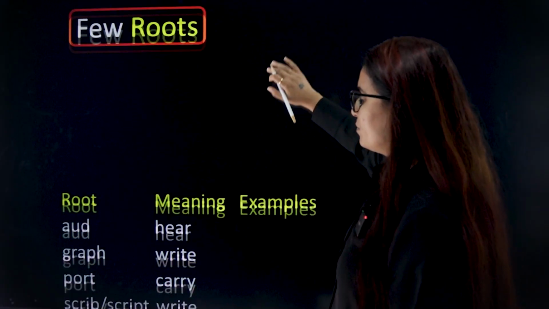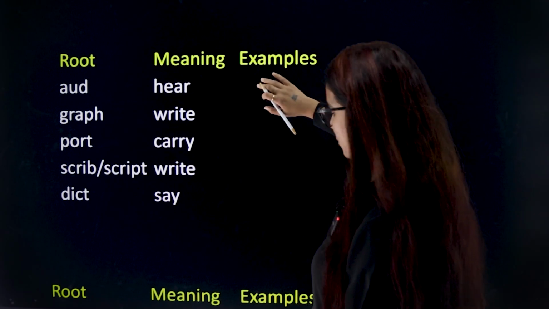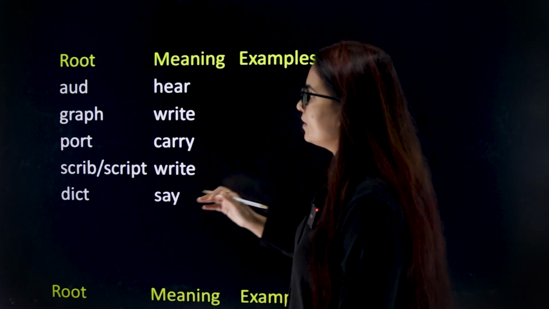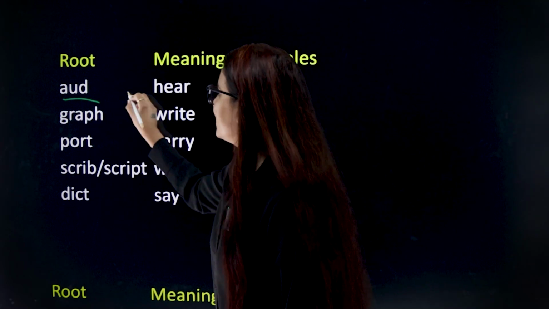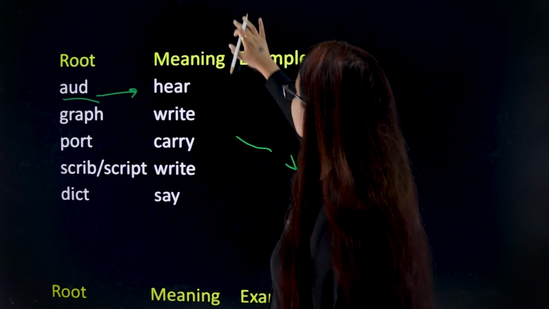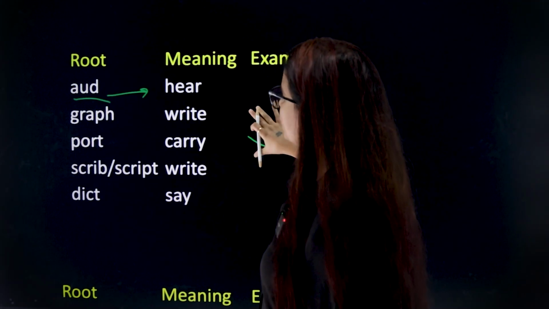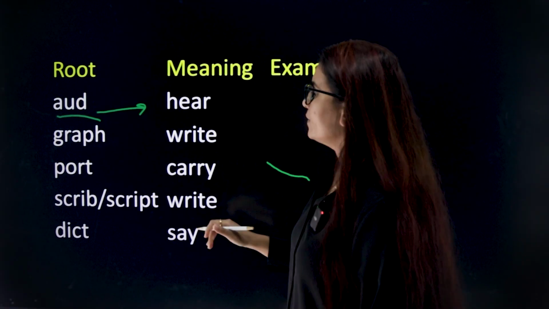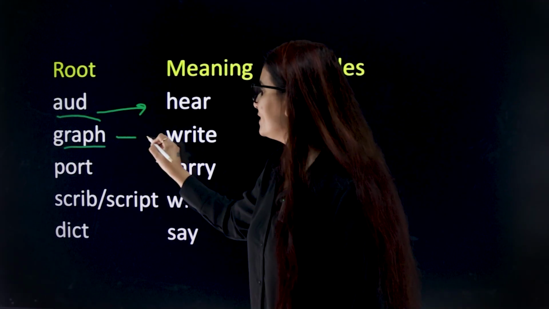We'll take a couple of examples of roots. Here are certain roots with their meaning and examples I'm going to show you in the next slide. We have aud, which is related to hear. Let me just zoom it a bit so that it's properly visible. This is better. Then we have graph, related to write.